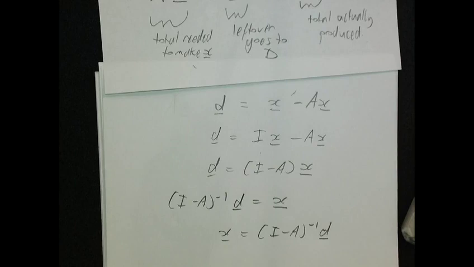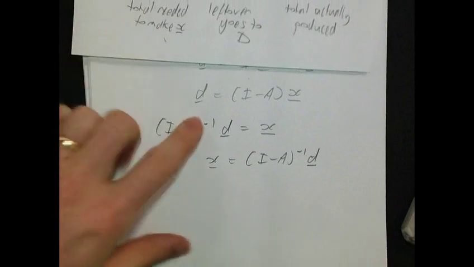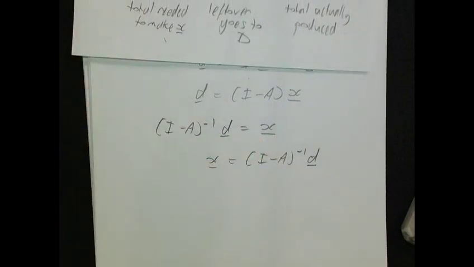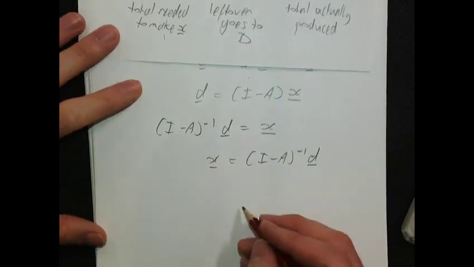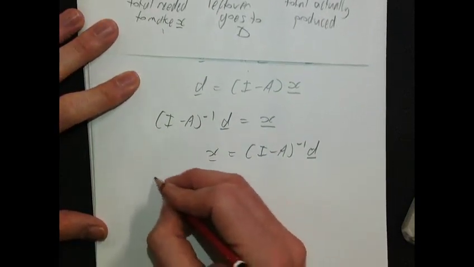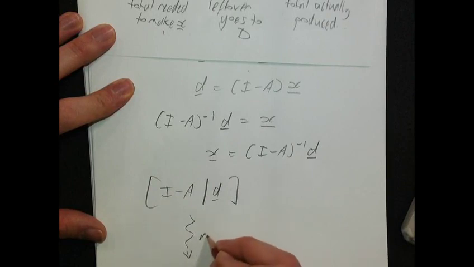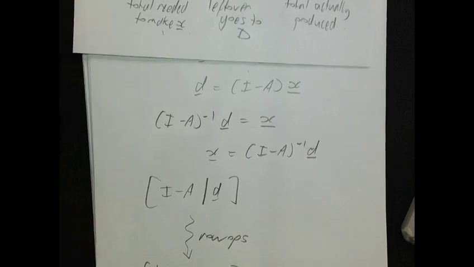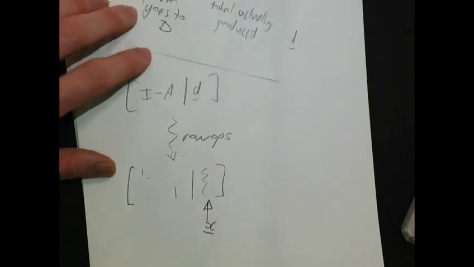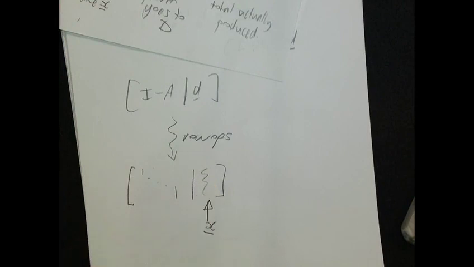Alternatively, if you didn't want to actually do the inverse, you could just solve it like you would with a matrix equation. Instead of multiplying by the inverse, because you happen not to know the inverse, you could just create a nice augmented matrix that had I minus A and D here, and do row operations. You do row operations in this course, don't you? Yeah. And this here will tell you what X is. So you do the row operations and you'll get to the identity here, and then this will be the answer for X.